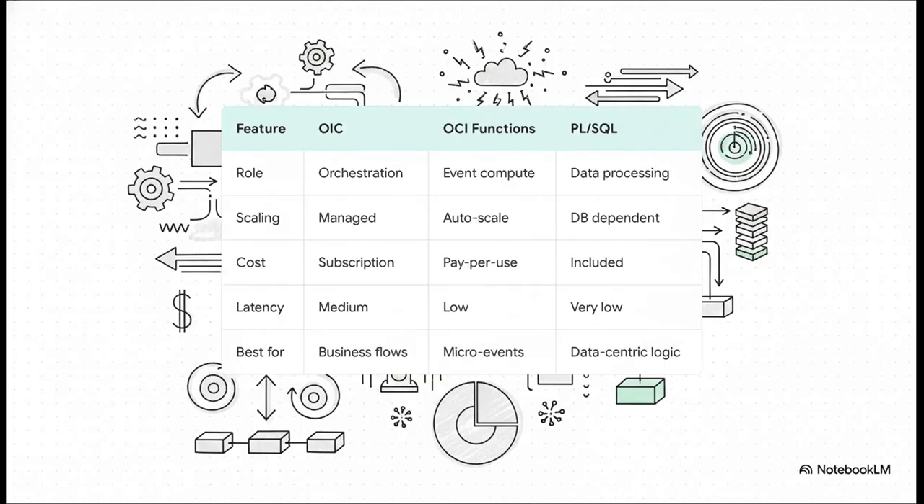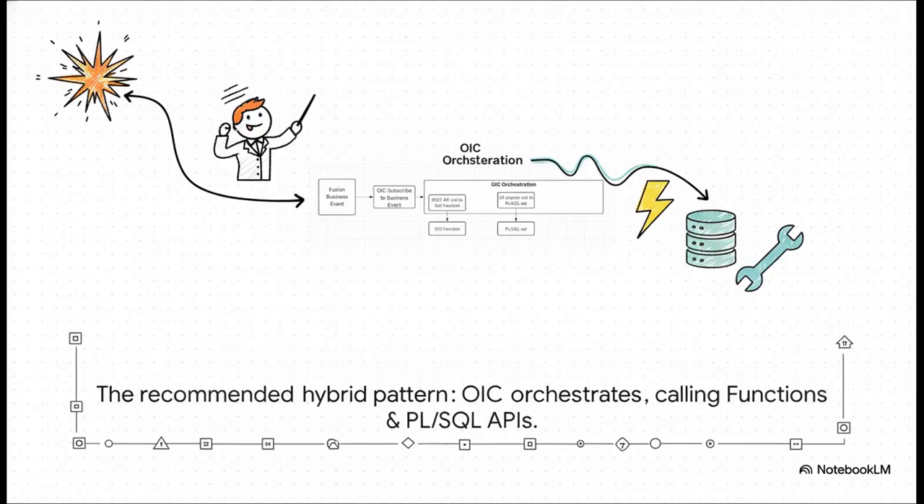This table is a fantastic summary. It just lays it all out so clearly. You can see their distinct roles: OIC for orchestration, functions for that quick event-based compute, and PL/SQL for the heavy data processing. They all have different scaling models, different cost structures, and totally different best-fit use cases. And this right here, this is the solution. This is the pattern that works.